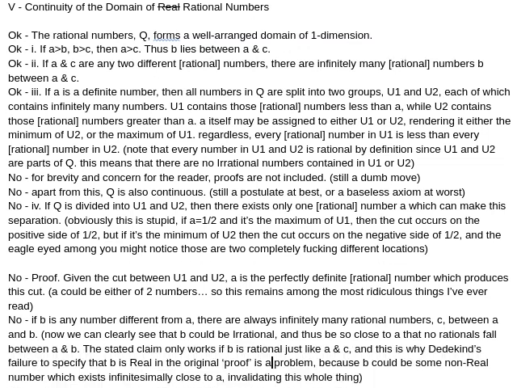Okay? So, the rational numbers Q form a well-arranged domain of one dimension. Totally fine with that. 1. If A is greater than B, and B is greater than C, then A is greater than C. Thus, B lies between A and C. Okay, no problem with that. 2. If A and C are any two different rational numbers, there are infinitely many rational numbers B between A and C. Okay, no problem with that.